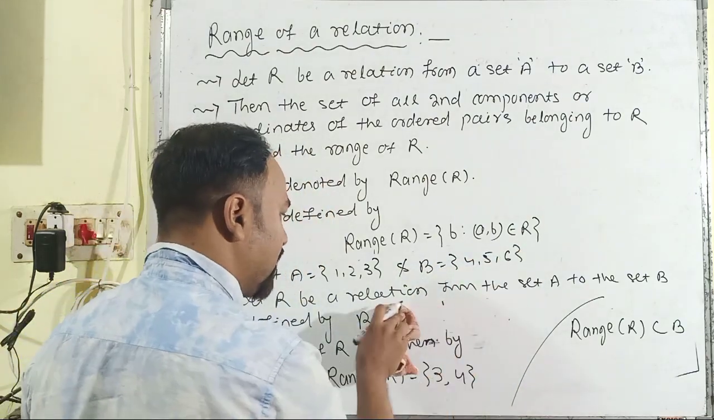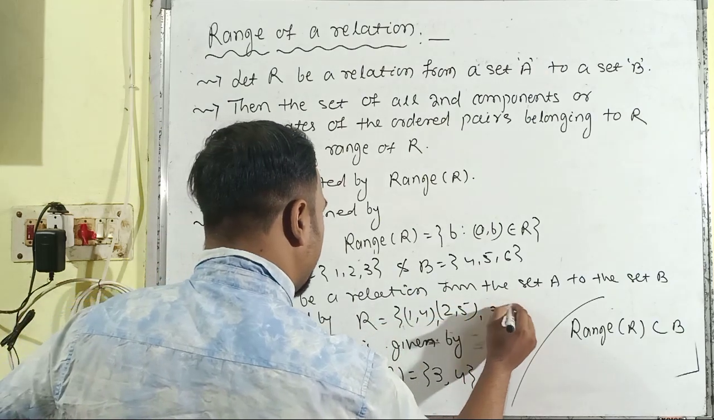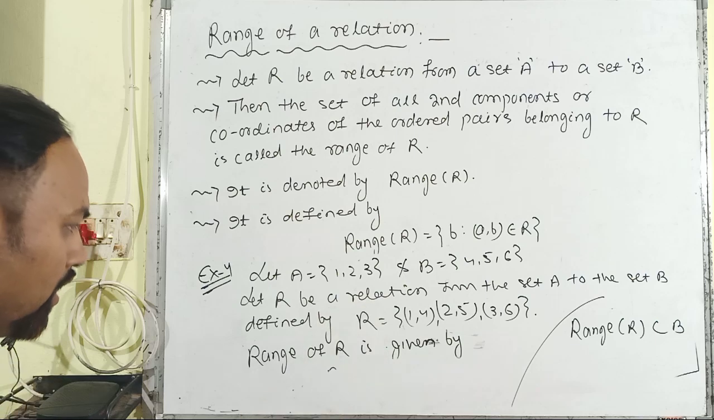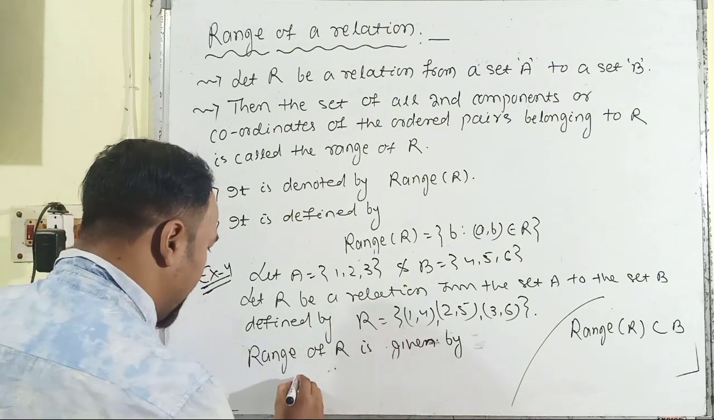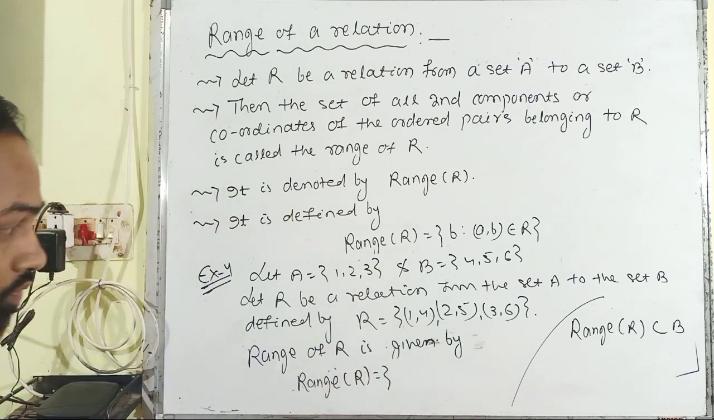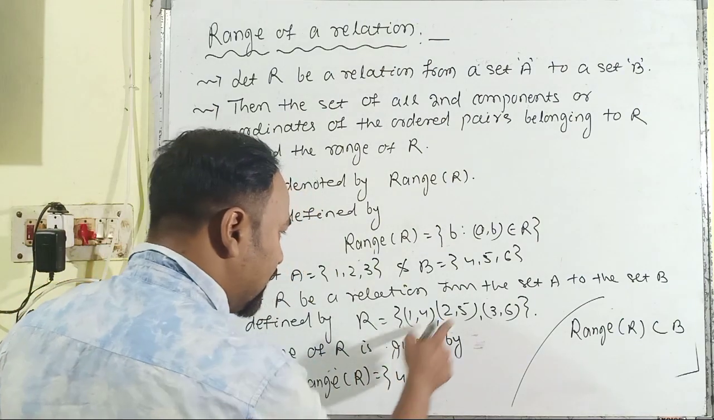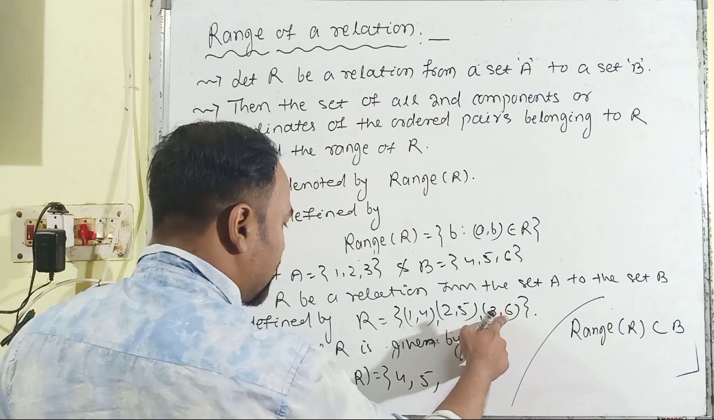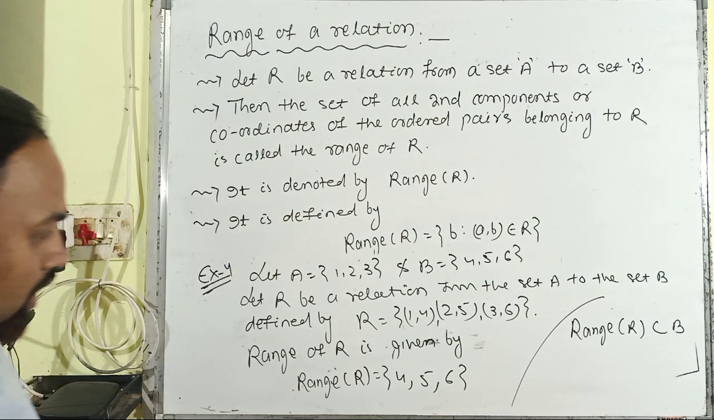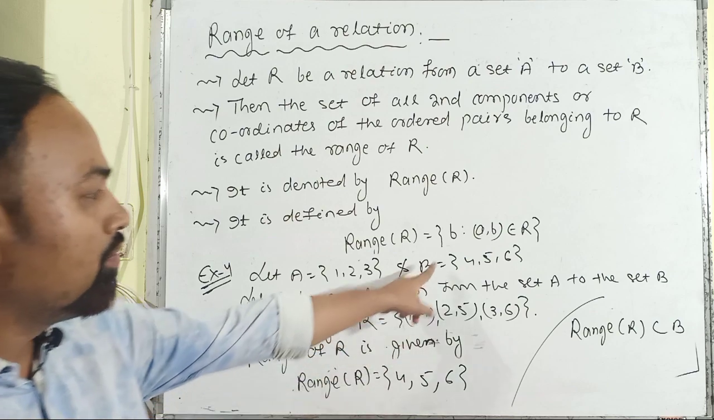Suppose the relation is given by (1, 4), (2, 5), (3, 6). Then we have to find the range of the relation R, which means finding all possible second components from all the ordered pairs. The second components are 4, 5, and 6 here. From this range of the relation, you can say that the range of the relation R is equal to the B set.